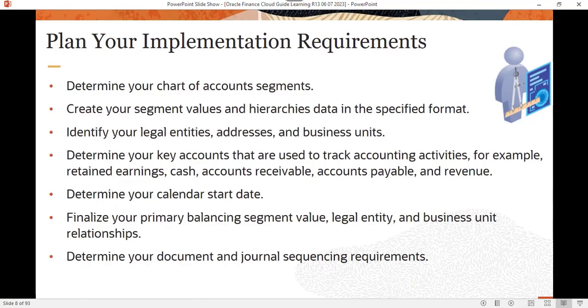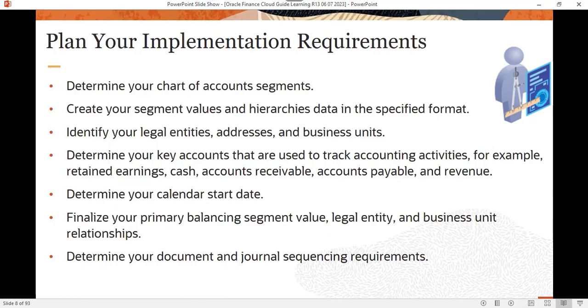You can have up to 30 segments only, but it's more likely you are going to have less than that, and normally you will see between 5 and 9. I think the most I have seen is 15 or 16. As I say, these segments would be things like company, line of business, cost center, project, intercompany, account, etc.